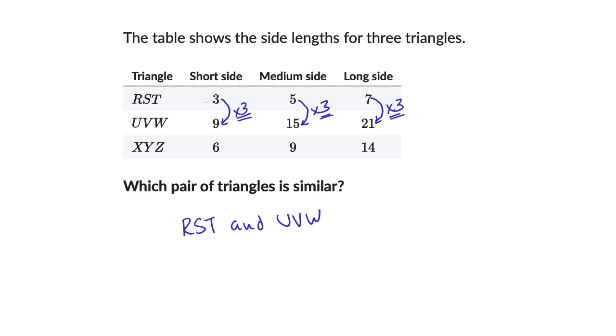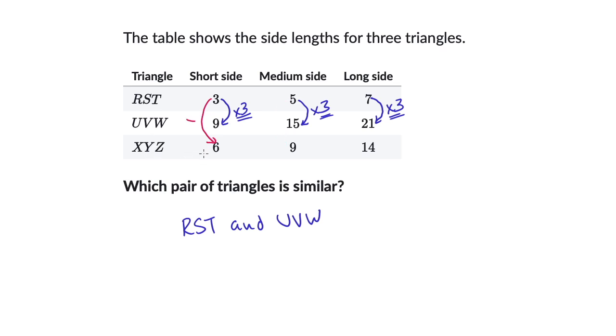So if we compare RST to XYZ, here we're multiplying by 2 to go from 3 to 6, but here we're not multiplying by 2. We are multiplying by 2 to go from 7 to 14, but here we aren't, to go to 5 by 9. All 3 of these ratios have to be the same. So we know that RST and XYZ are not similar.